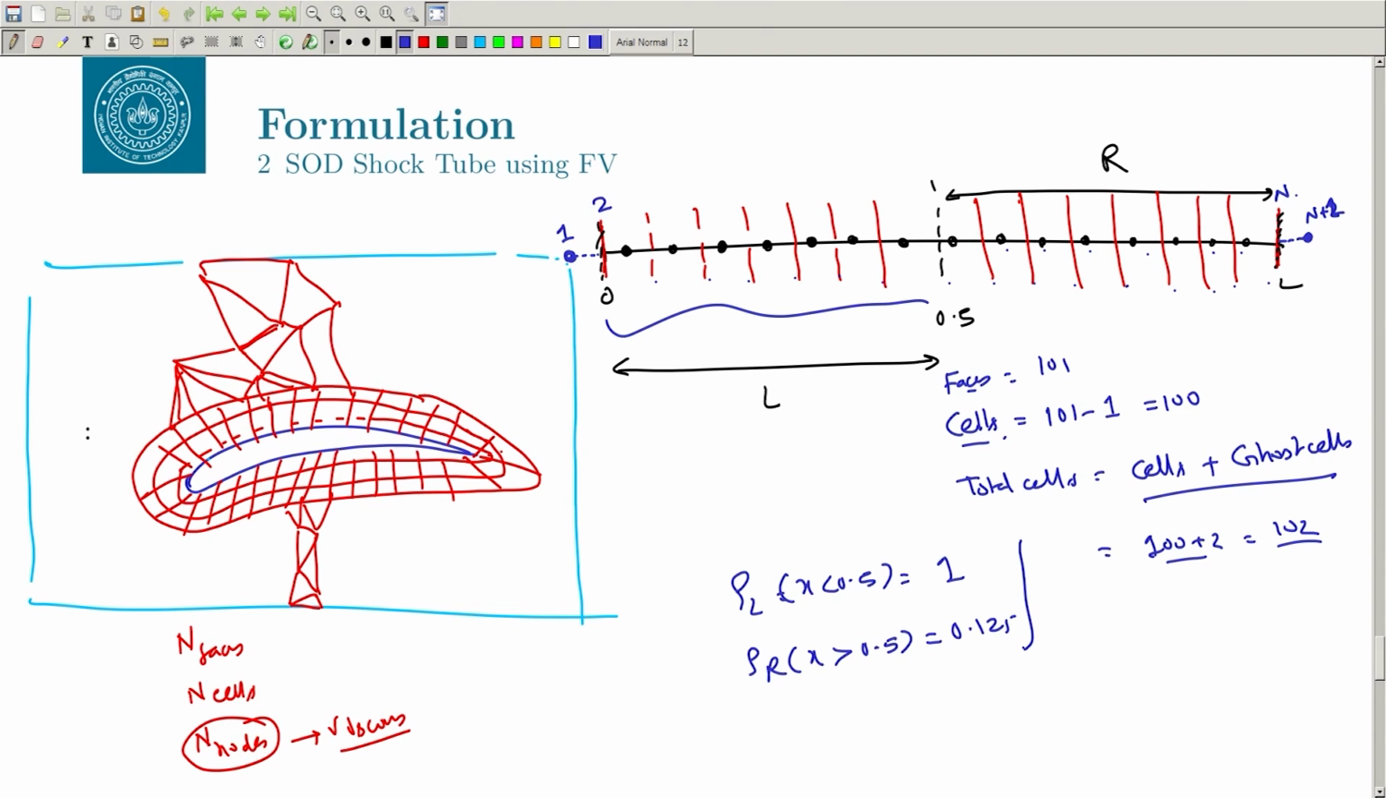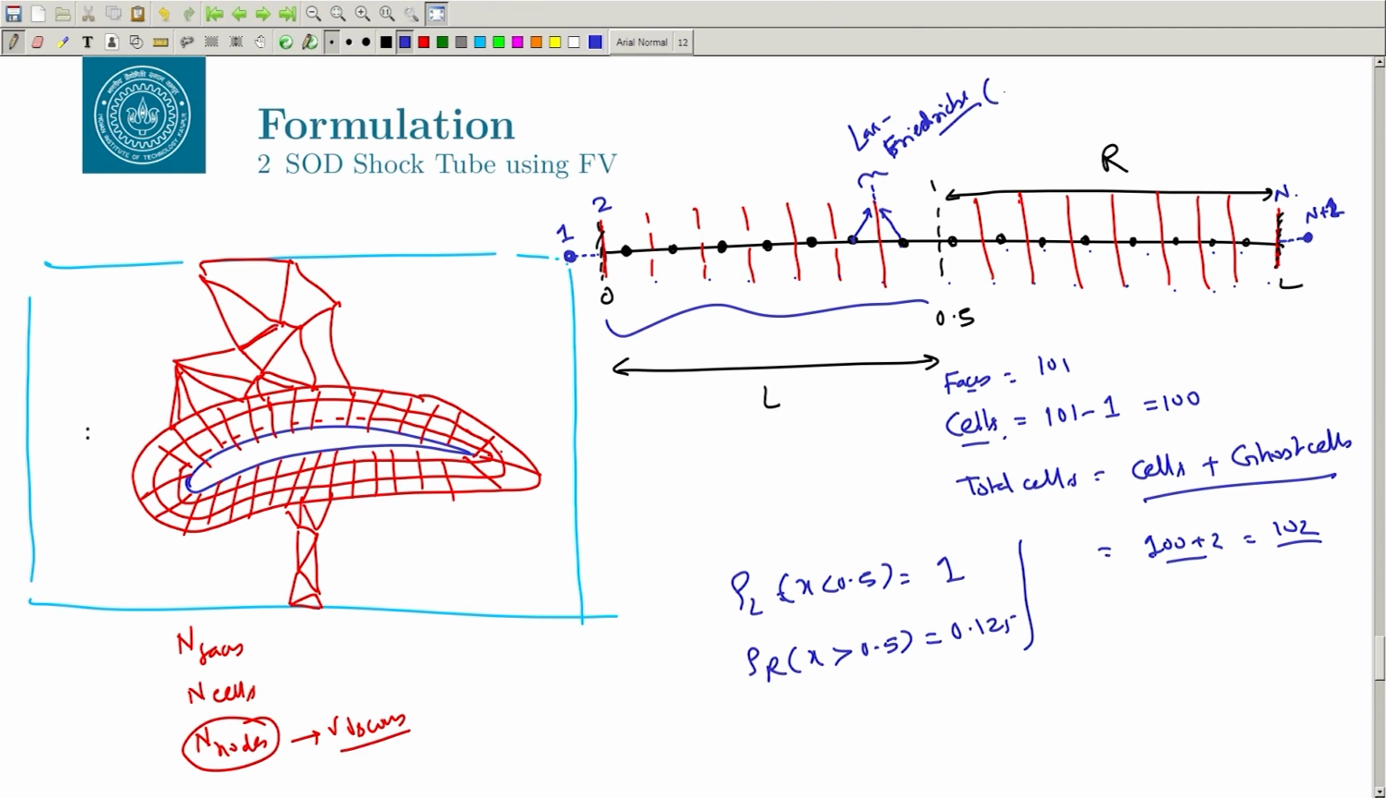Now comes the first thing, which is reconstruction. For all of these we have to do the reconstruction. From the left cell and from the right cell you have to get the value to the cell face here. This is my cell face, and then we will use a scheme, in this particular case the Lax-Friedrichs scheme, which I have discussed many times. But you can use the Roe scheme, you can use the HLLC scheme, any scheme that you want.